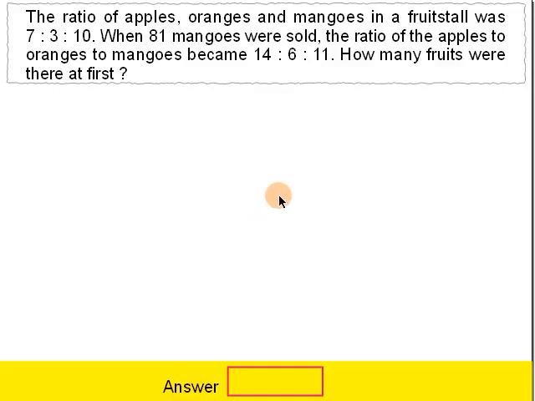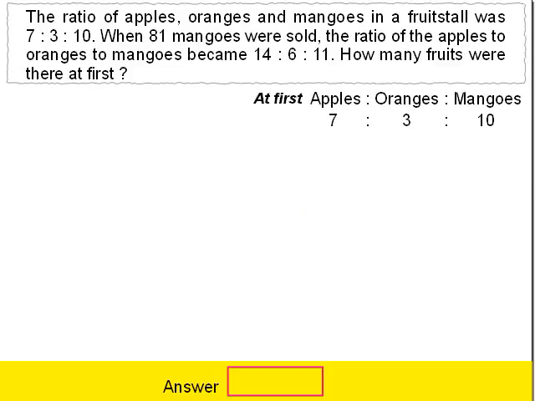Now the question says the ratio of apples, oranges, and mangoes in a fruit store was 7:3:10. When 81 mangoes were sold, the ratio of the apples to oranges to mangoes became 14:6:11. So how many fruits were there at first?